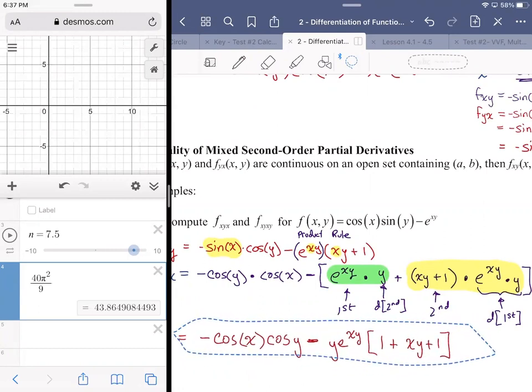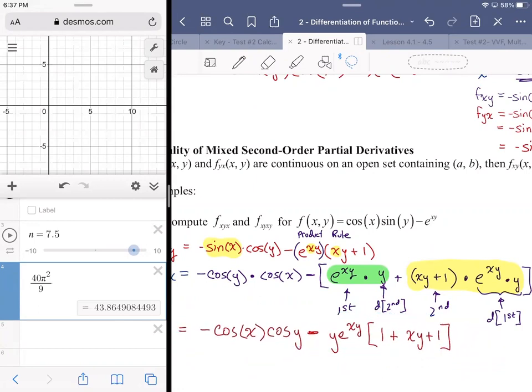So now what we're looking at is an expression that really is no more difficult than what we started with in this problem.